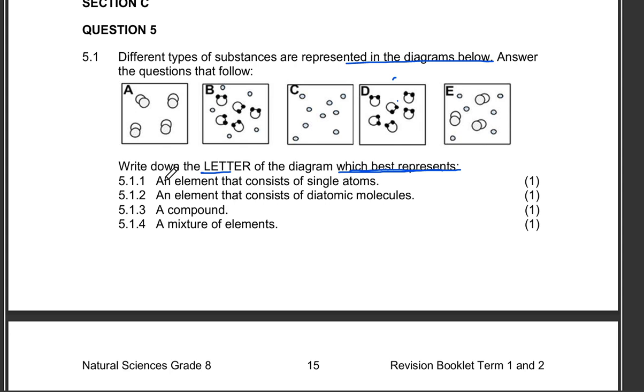So which diagram has an element that consists of single atoms only? I think that will be C. All right. Which diagram consists of an element that consists of diatomic molecules? Two atoms, diatomic molecules. That is obviously A. So diagram A. Then one that consists of a compound, two or more elements. The one that consists of a compound, two or more elements, that is D. A mixture of elements, that will be E.